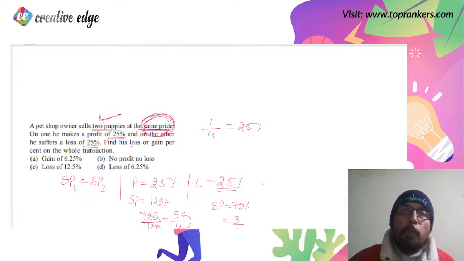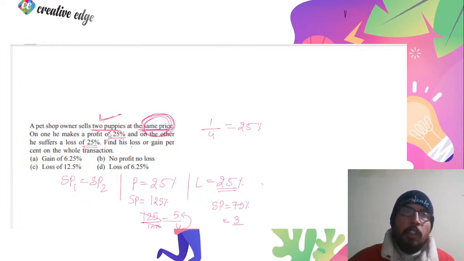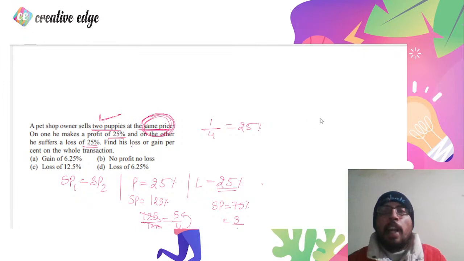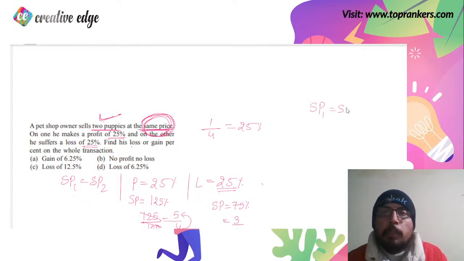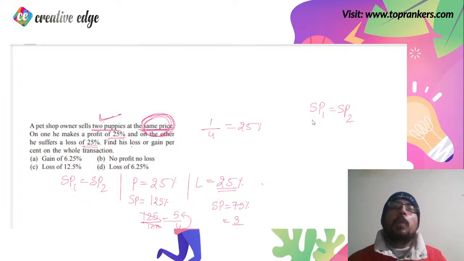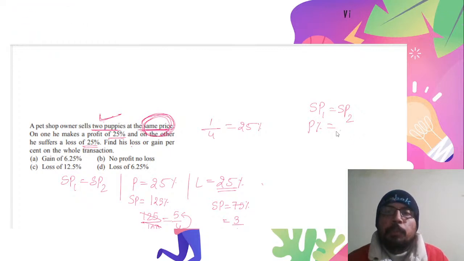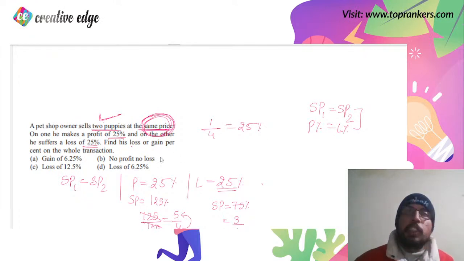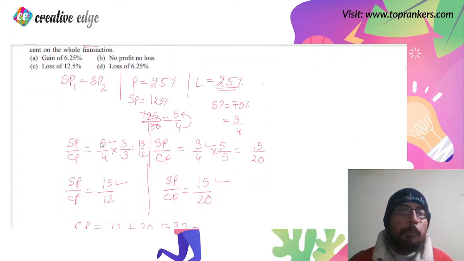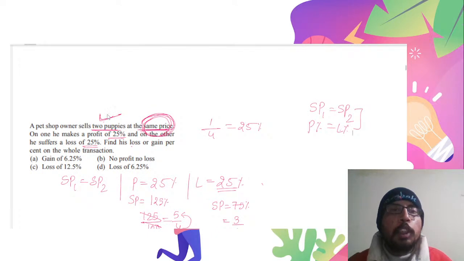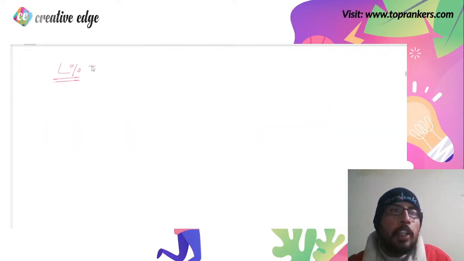Had this not been the case, for example, profit percent is 25% and loss percent is 20%, I will not be applying the shortcut here. What are the necessary conditions to apply the shortcut? That selling price should be the same, that means SP1 should be equal to SP2. Also, percentage of profit should be equal to percentage of loss. This is the second condition. If these two conditions are fulfilled, only then you will be applying the shortcut.